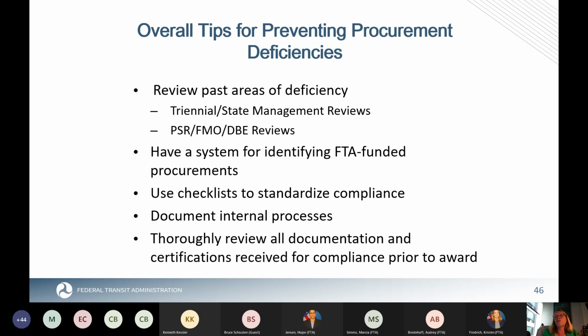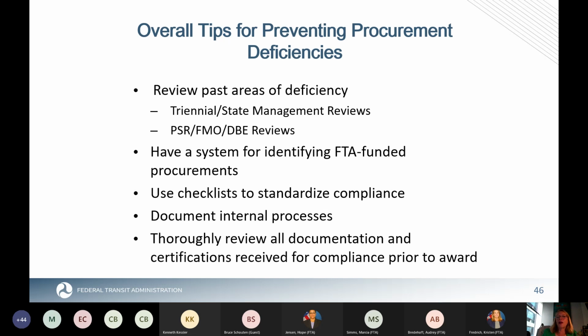And so it's a really good piece of advice to look back in your past reviews and see where you had issues before, to make sure that the procedures that you said you were going to put in place were put in place and that they're actually having the desired impact. As I said before, have a system for identifying FTA funded procurements just to make sure that everyone is on board with what's FTA funded and what is not. Checklists to standardize compliance are always a good idea.